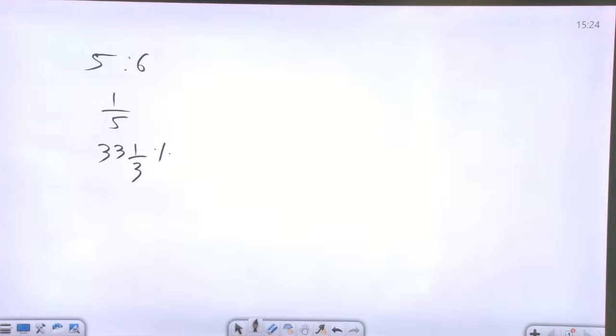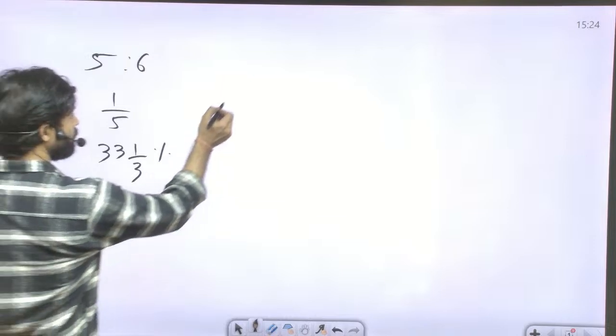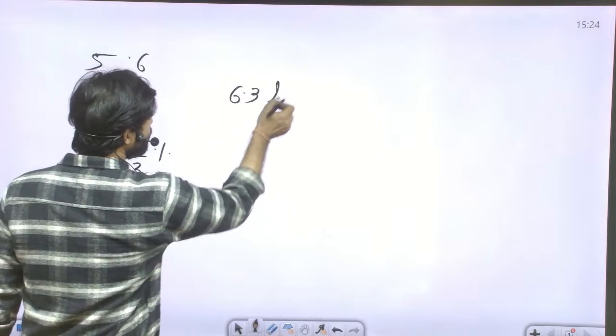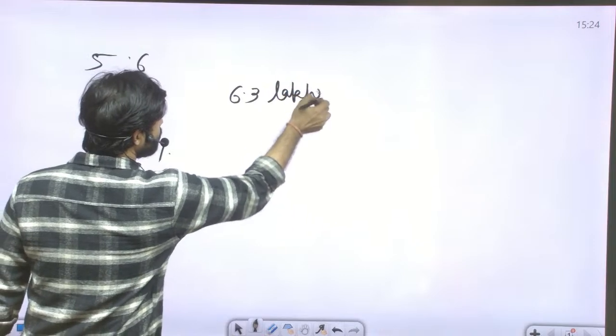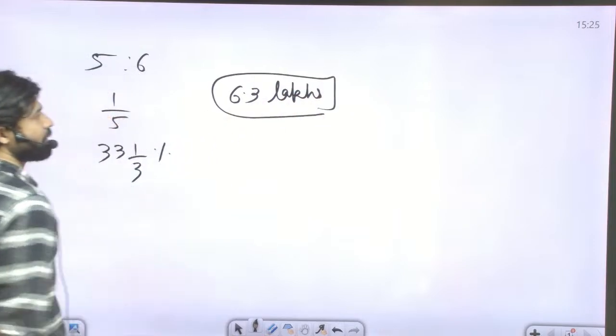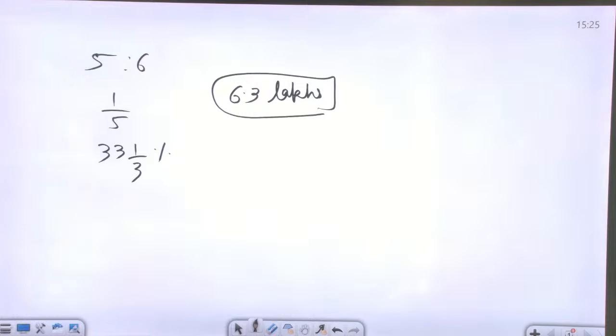Write the next thing. What is the share of B in the annual profit of 6.3 lakhs? You have to give me the answer in lakhs only. Start.